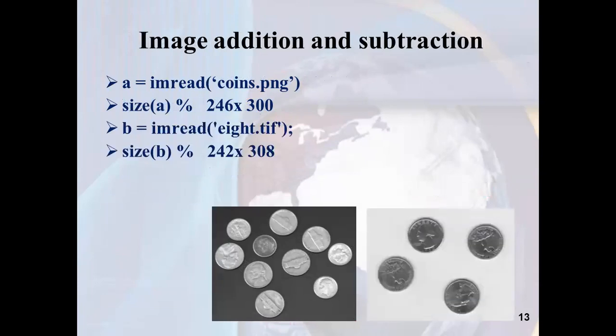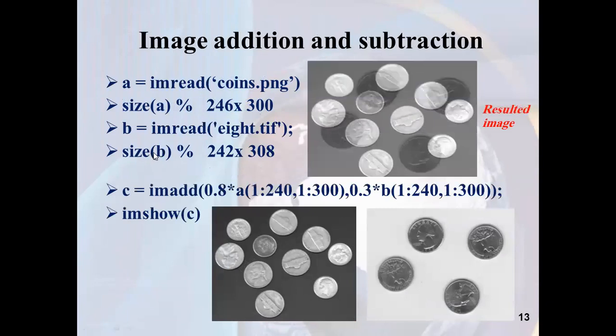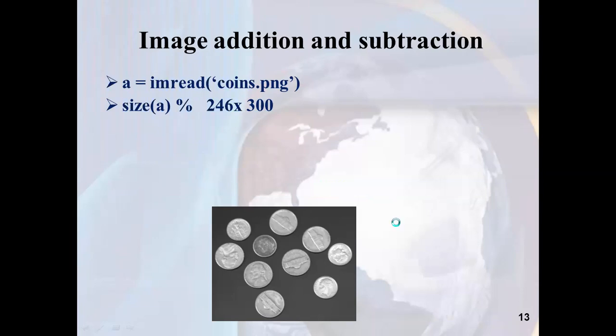Another example, we have these two images. We make an addition. Now, when we add these two images, we multiply the first image by 0.8 and the second by 0.3. Why do we take 0.3 for the second? Because we have a white, near white background. So if we add any values to this near white background, the values will be white, as we have seen here.